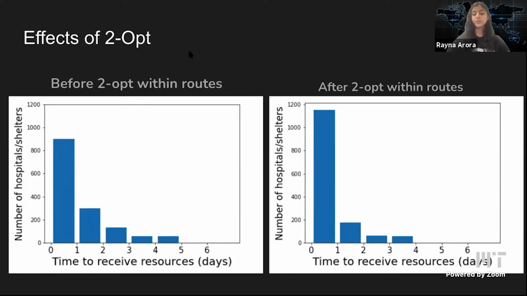You can see a similar improvement in the time it took for each hospital to receive resources. In the graph on the right, after the two-opt algorithm was applied, far more hospitals received supplies in less than a day.